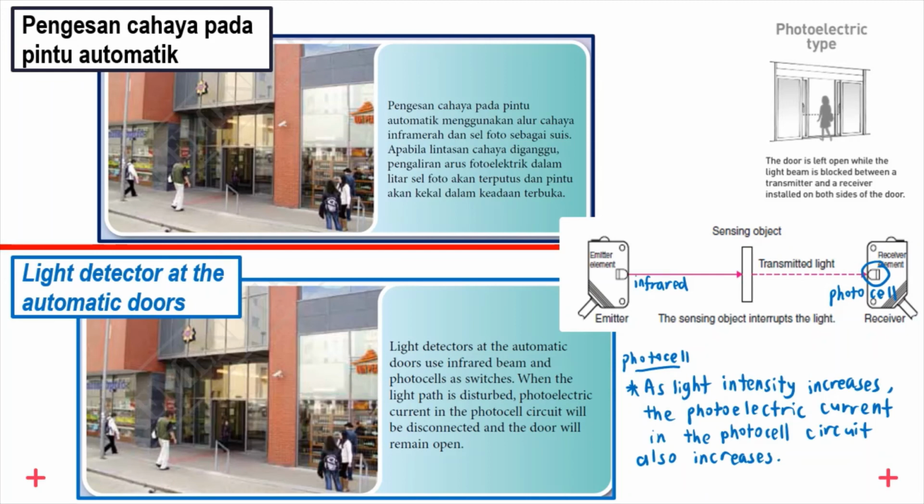When an object blocks the emission of infrared, the photocell cannot detect light. So when the photocell cannot detect light, what happens to the light intensity? The light intensity decreases. So the photoelectric current in the photocell circuit also decreases. Thus, the door will remain open.